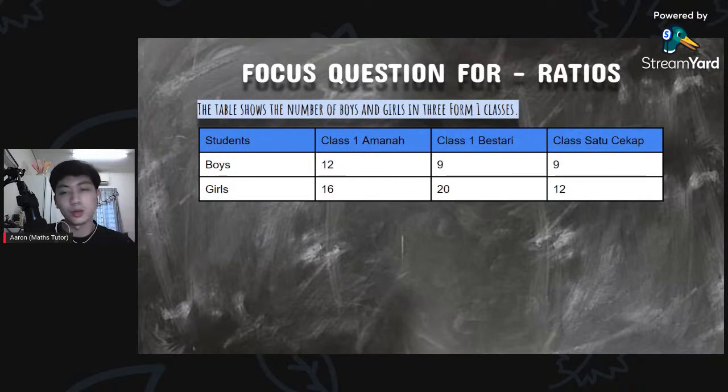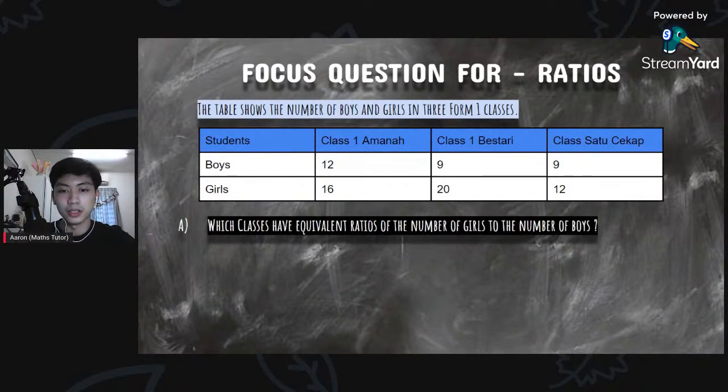So this question is basically on ratio. As we can see here, the table shows the number of boys and girls in Form 1 classes. You can see we have the students in class 1 Amana, class 1 Bestari, and class 1 Cekap, and then the number of boys, and for the girls in each class, they have listed the number. Let's see what the first question wants us to answer.